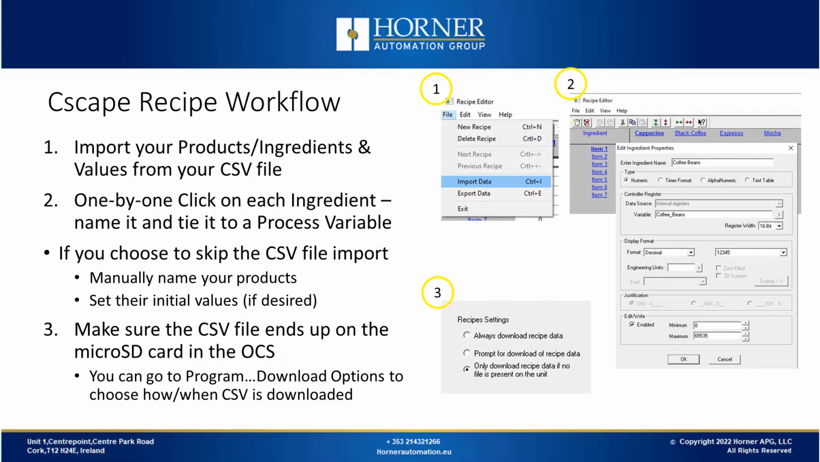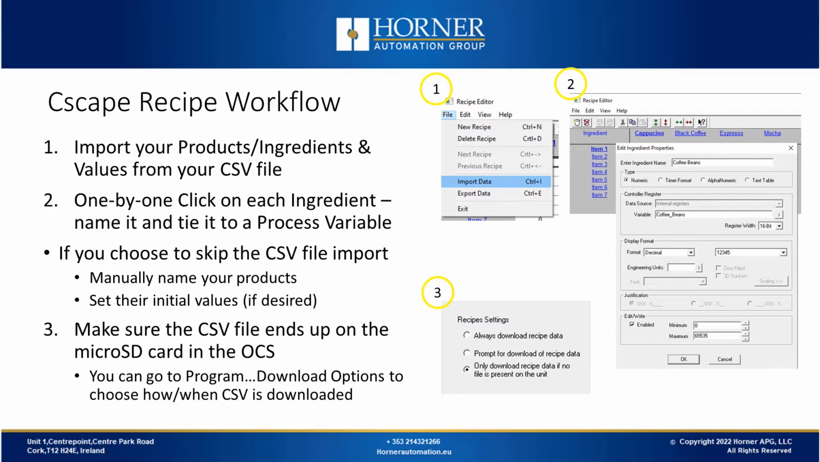Next, once you're done configuring the Cscape recipes, you need to make sure that that CSV file ends up in the micro SD card in the OCS. You can allow Cscape to handle that for you by going to the Program and Download Options dialog and setting how Cscape chooses to download the CSV file, where you have three different settings available.